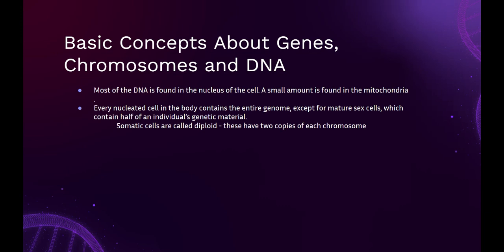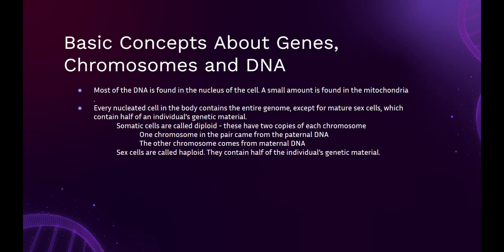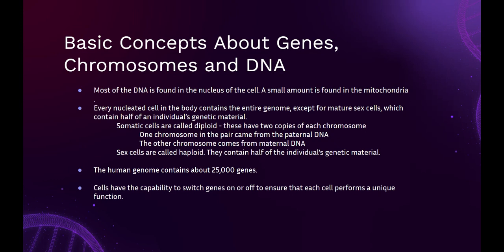They have 2 copies of each chromosome, one from mom and one from dad. Sex cells are called haploid. They have half the individual's genetic material. It's still half from mom and half from dad, but there will only be 1 chromosome at the end of meiosis. The human genome contains about 25,000 genes, more than most insects or other organisms, but less than a lot of plants.